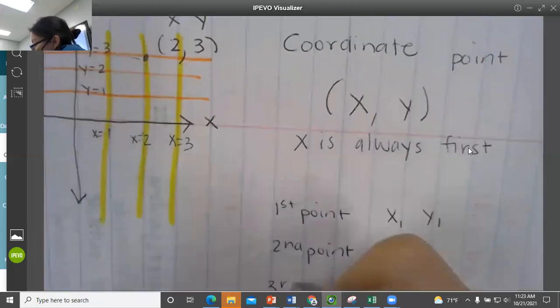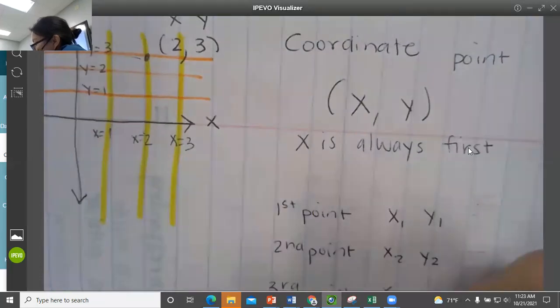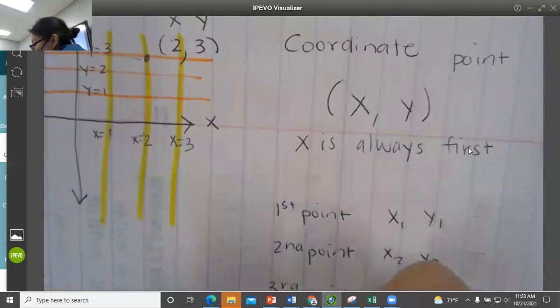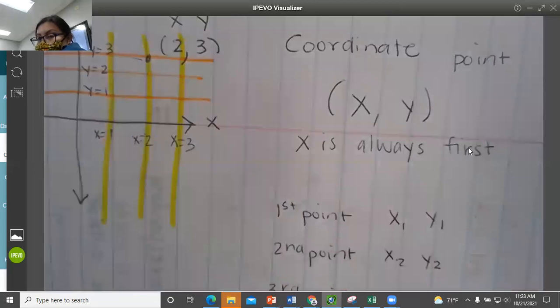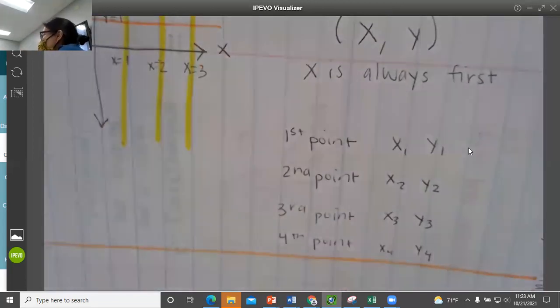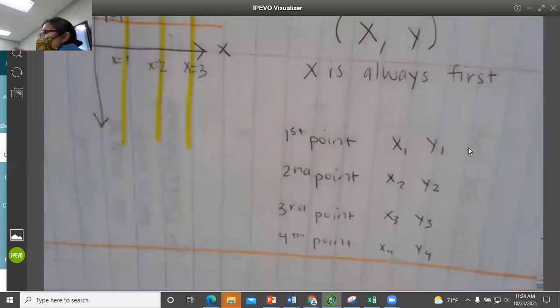If we have a third point, we put x3, y3. We have a fourth one, it's x4, y4. If you have multiple ones, that's how we can tell them apart. We put little numbers, subscripts underneath, like down here, to show, okay, these are the first point, that's the second one, that's the third, that's the fourth.